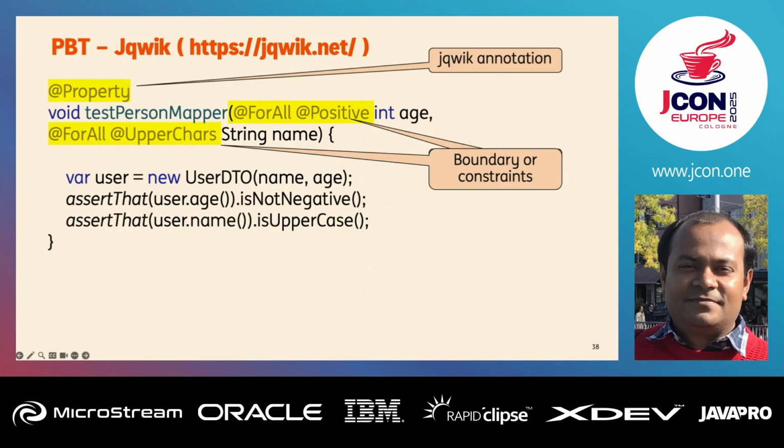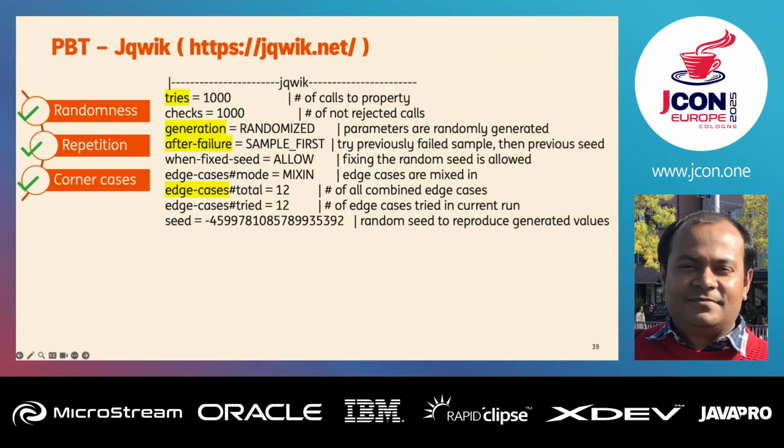A simple example: in the yellow highlight, if you see, I'm defining the scope or the boundaries for all positive integers, for upper characters, and then I'm testing, right? So the output of this, if you see, gives you 1,000 combinations of integer and upper character string. It gives you 12 edge cases, and it gives you randomized data. So that means it gives you randomness, repetition, and corner cases.